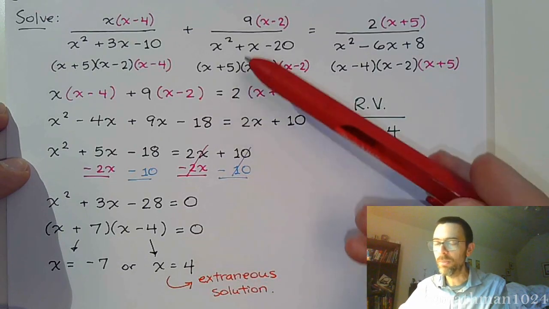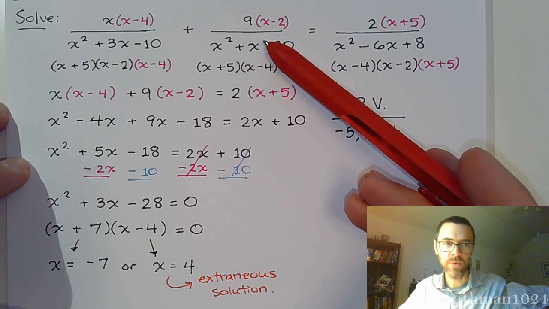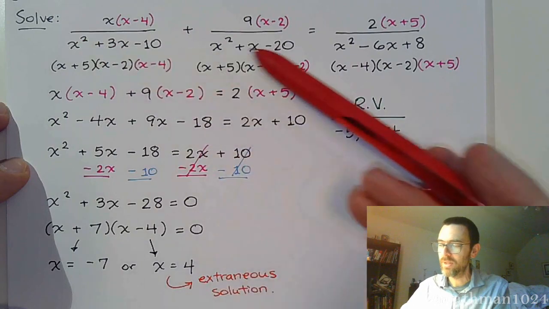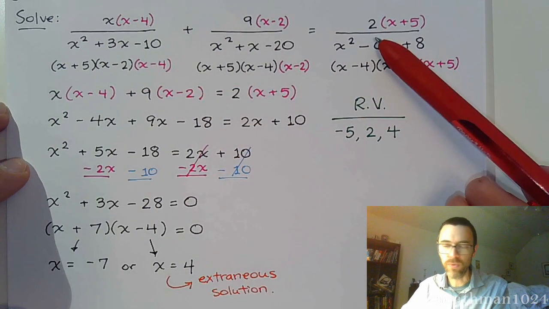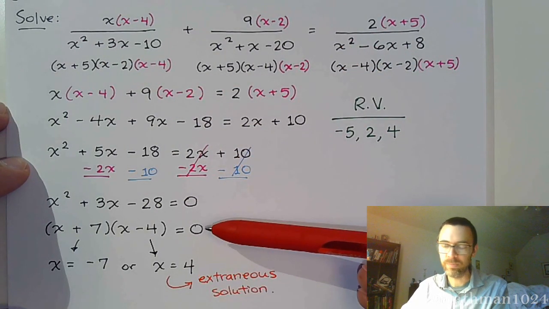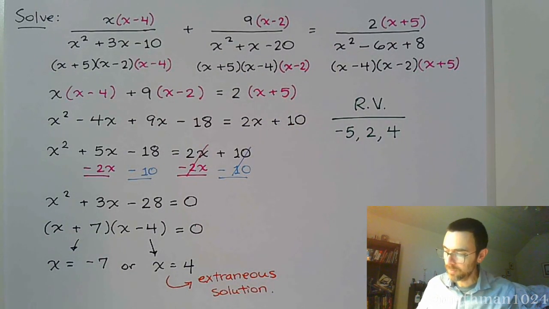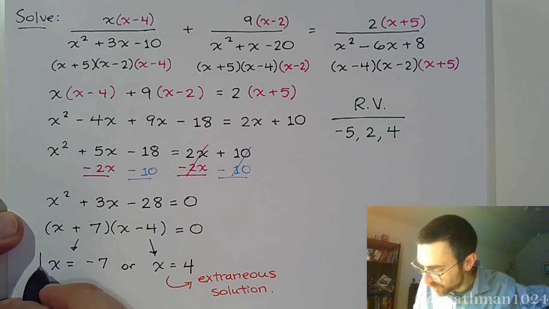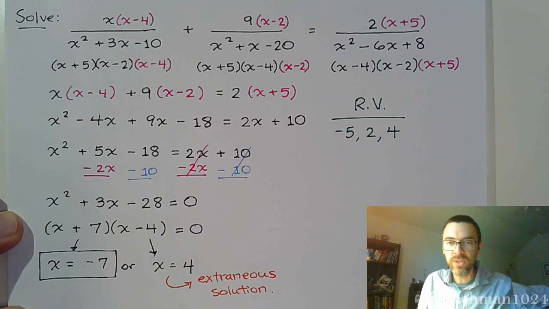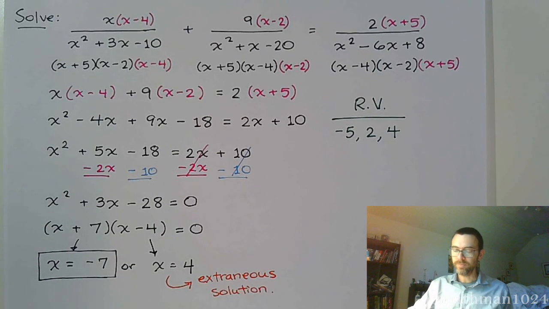But you always go back to its original state, right? This is not the final form. There's an extra form. But you always go back and you check against the original form. So x equals 4 is extraneous, and we would not include that. x equals -7 is the solution, and there's only one solution.